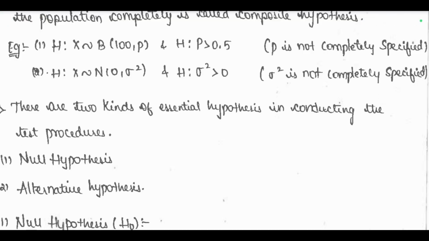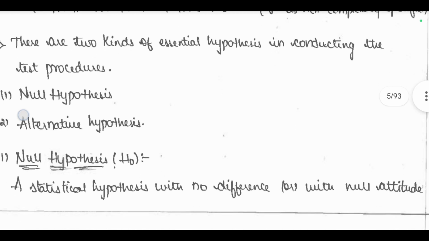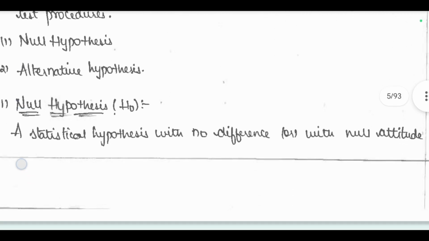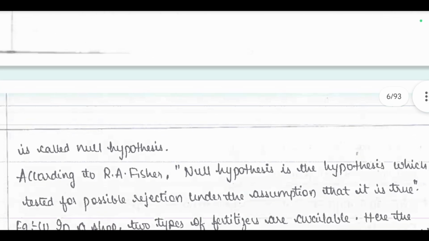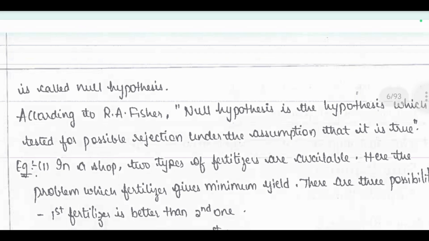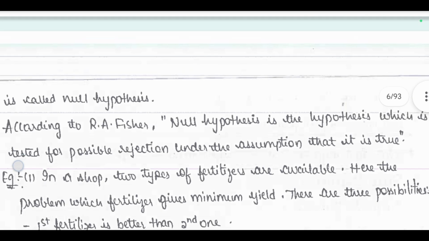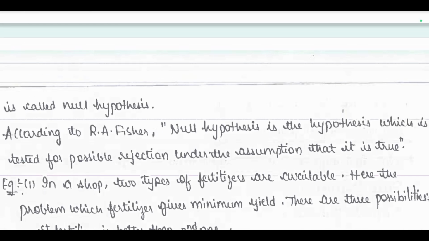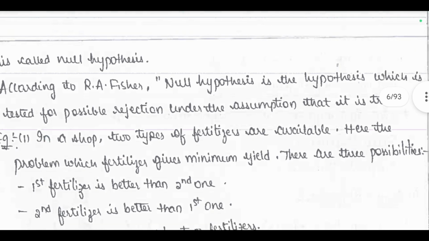There are two kinds of essential hypothesis in conducting the testing of hypothesis, that is, null hypothesis and alternative hypothesis. What is a null hypothesis? A statistical hypothesis with no difference statement, or with a null attitude, is called the null hypothesis. According to R. A. Fisher, the null hypothesis is the hypothesis which is tested for possible rejection, under the assumption that it is true.